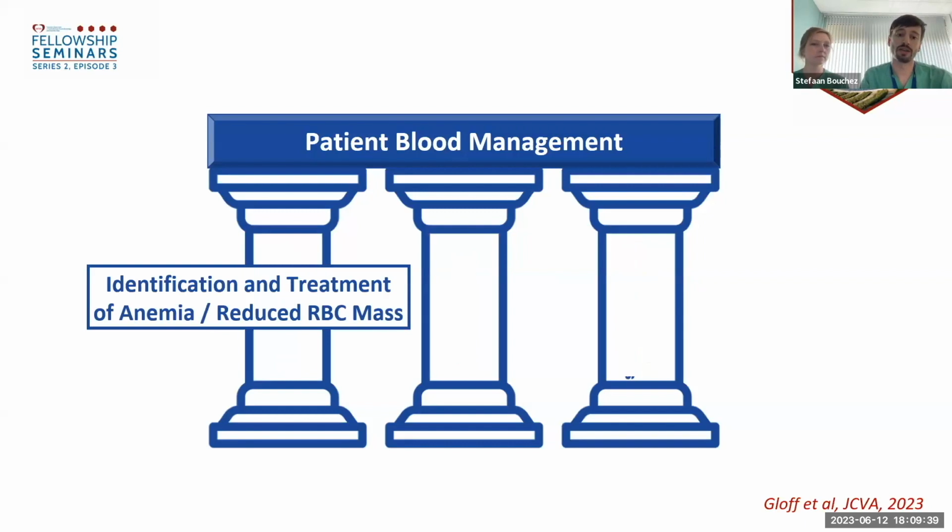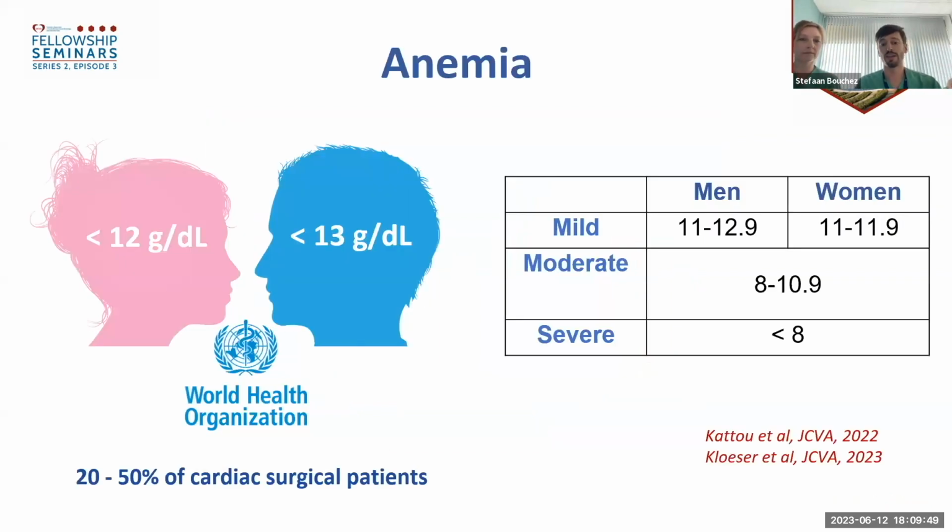So we're going to talk about the first pillar, which is identification and treatment of anemia or reduced red blood cell mass. So anemia is defined by the World Health Organization as a hemoglobin concentration less than 12 in women, less than 13 in men. This is a definition that comes from 1958, and it was updated in 1968, and it has been like this ever since. Using this definition, we have a prevalence of 20 to 50% of cardiac surgical patients that are anemic.